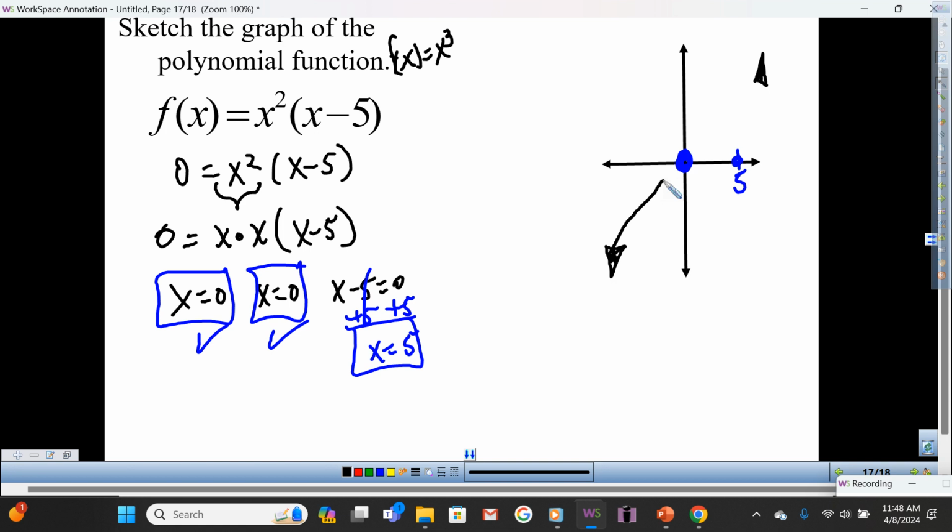Whenever we have a double root, you don't go through it, you bounce off of it. Copy that. Label this and make a little note for yourself. Bounce off of it.